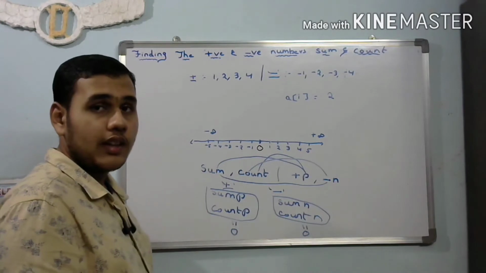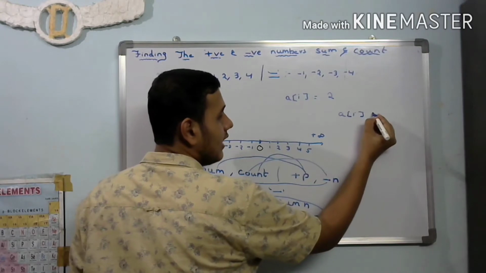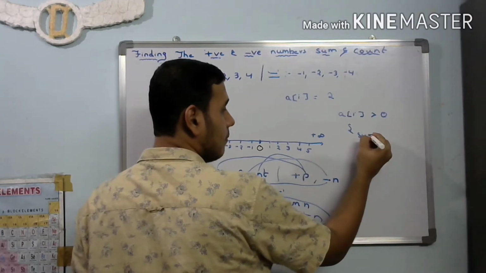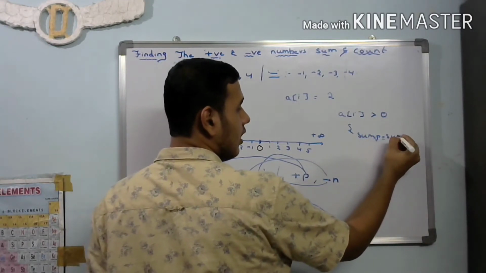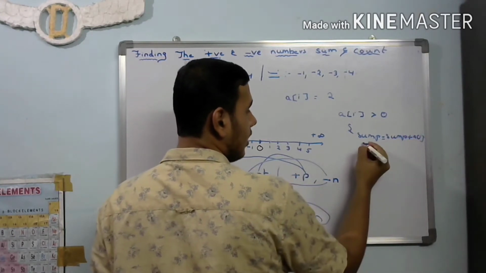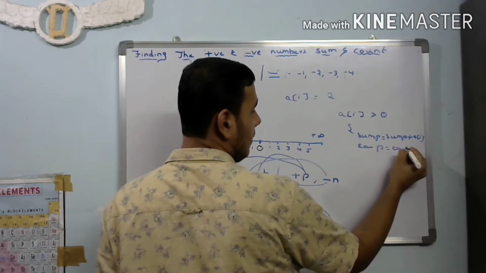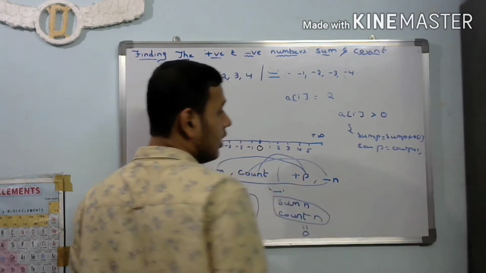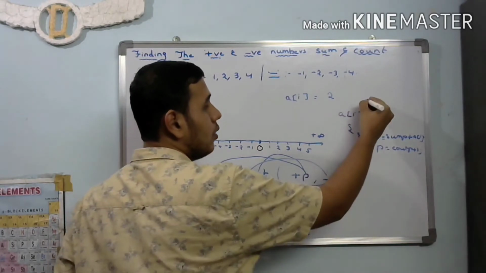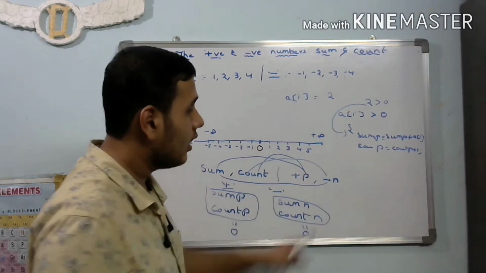Now we write a condition here. If a of i is greater than 0, then sum p is equal to sum p plus a of i, and count p is equal to count p plus 1. This is the logic we write. Now let's see, a of i is 2. So 2 is greater than 0, and it comes in here. If we satisfy the condition, then sum p.